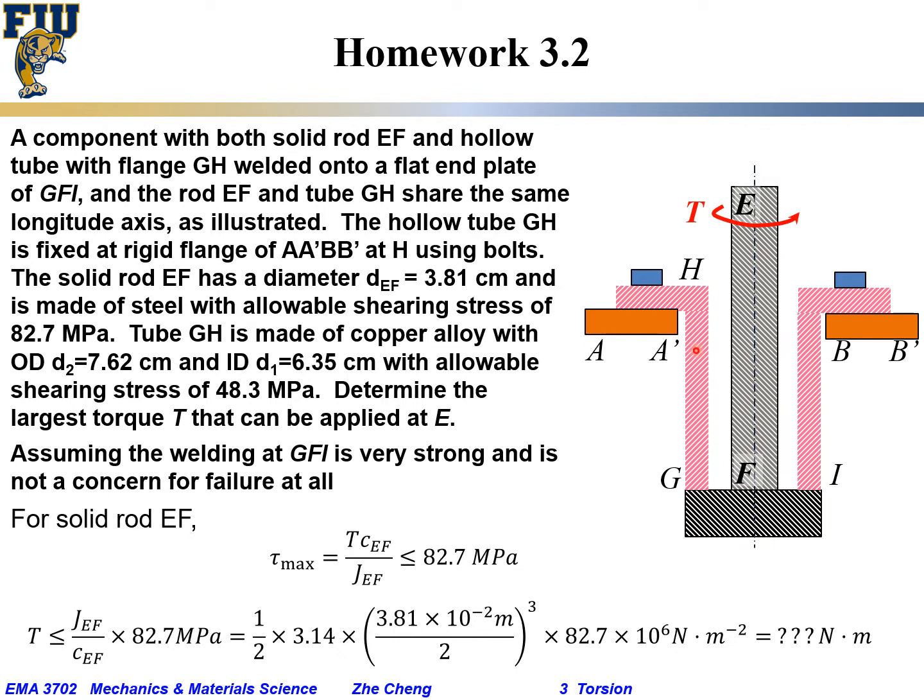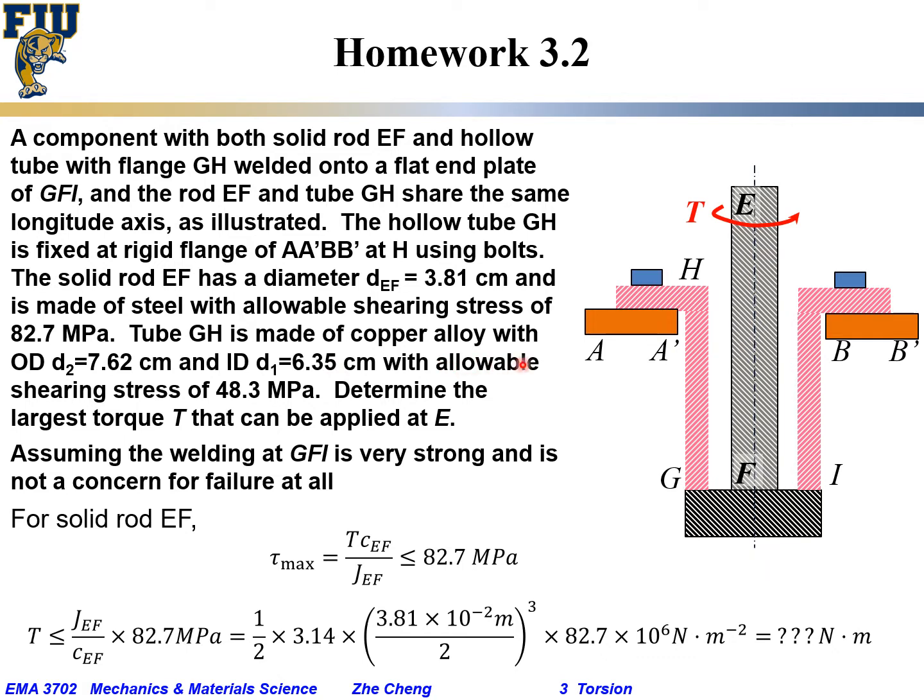Similarly, the tube GH is made of copper alloy with OD, outside from here to the axis, of 7.62 centimeter, and ID, from inside to the center axis, of 6.35 centimeter.